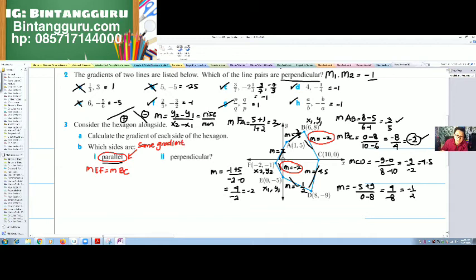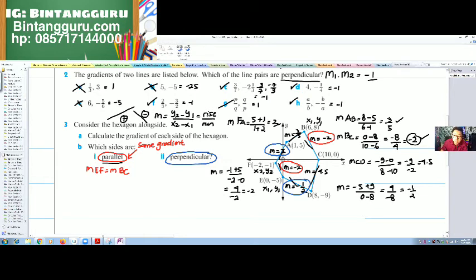Okay, and the second one. We have to find, I will use the blue one. So we have to find which lines are perpendicular, right? So for perpendicular, we have to find the negative reciprocal. So this is negative 1 over 2 should be with 2. So this one and this one.